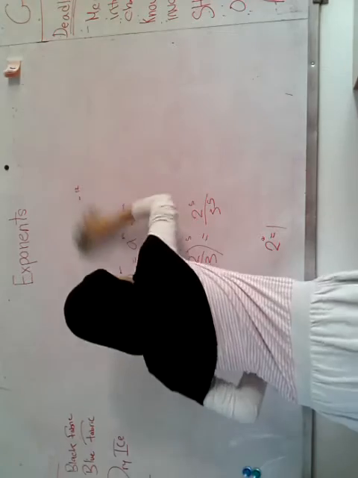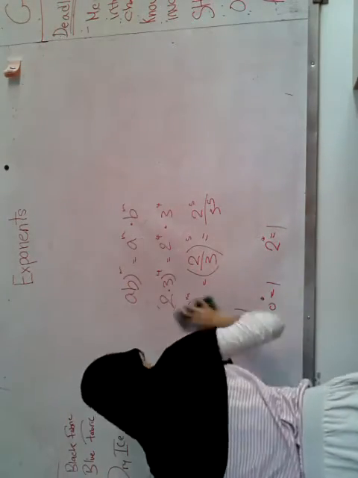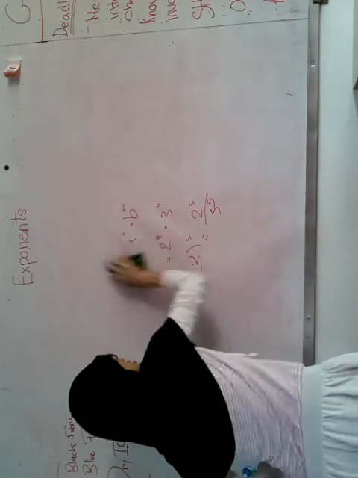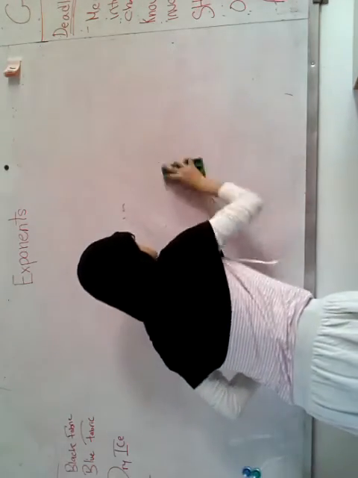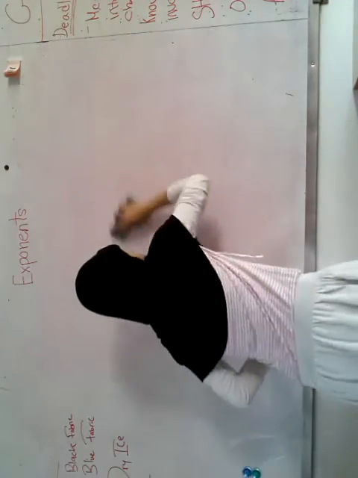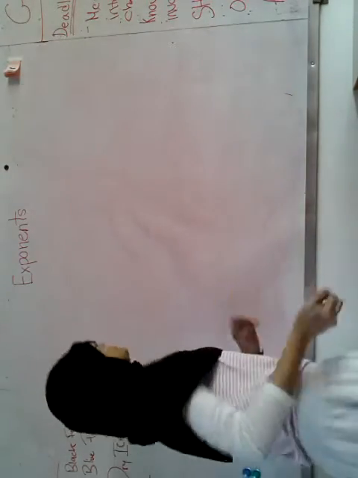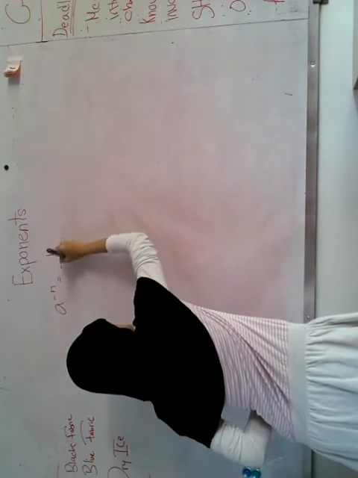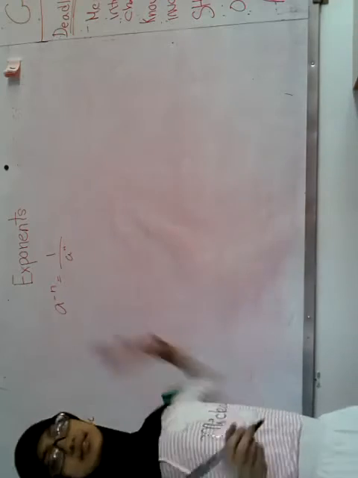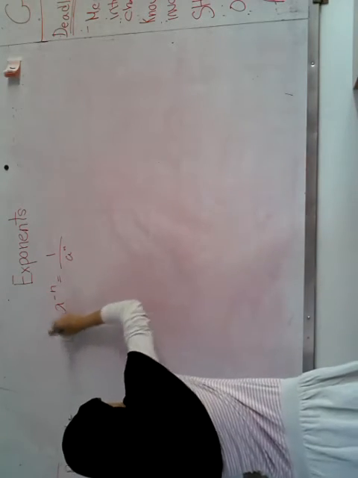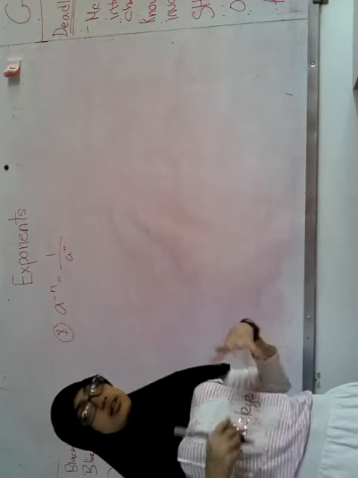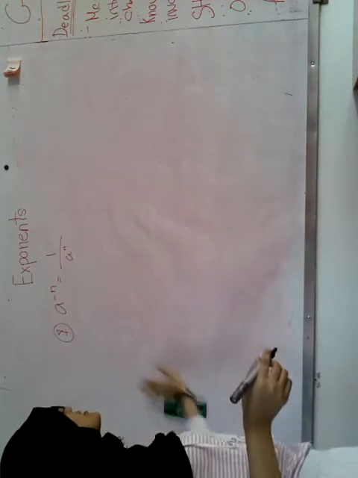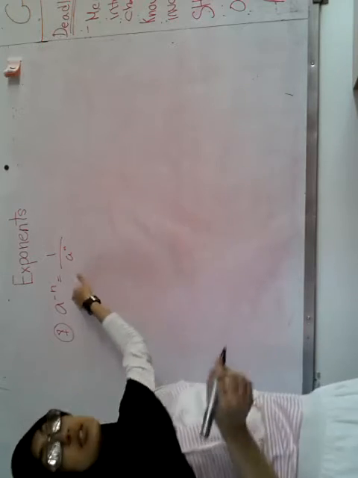And there's one more that I've taught you. It's how to change the power from negative into positive. a^(-n) equals 1 over a^n. Seventh law. I'll give you two examples for this one: changing from this to this and changing from this to this.